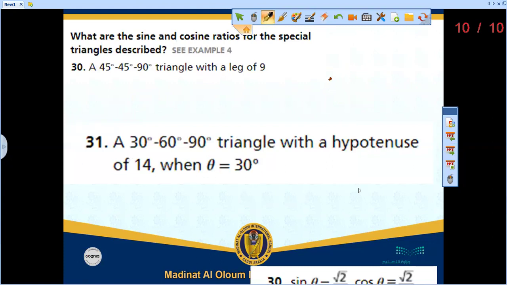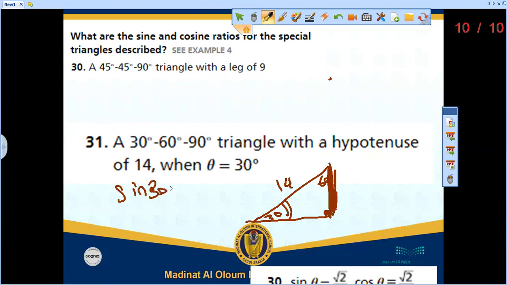30, 60, you make the 30, 60 triangle like this one. This one 30, this one 60, this one 90. Theta is 30, okay. Hypotenuse 14. I need to get the opposite. How can we get the opposite? By using sine 30. Sine 30 equals the opposite side, which I don't know, over 14. By using shift solve, my x is 7.